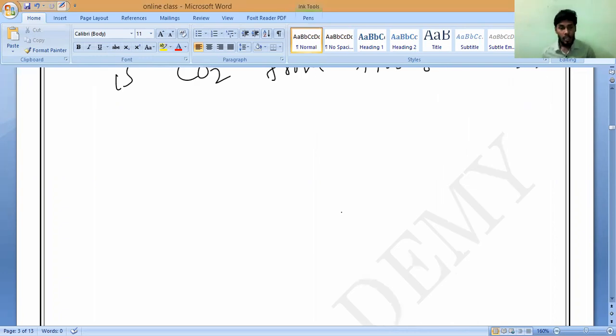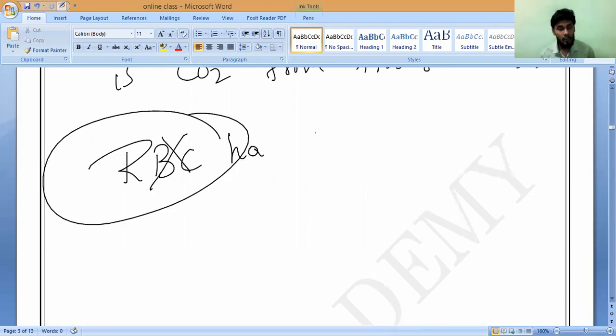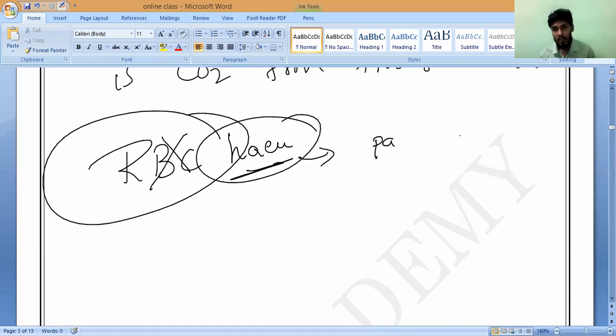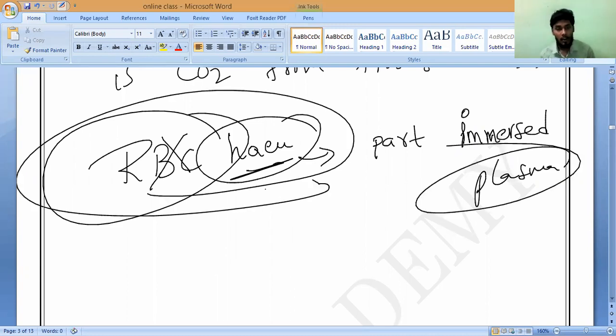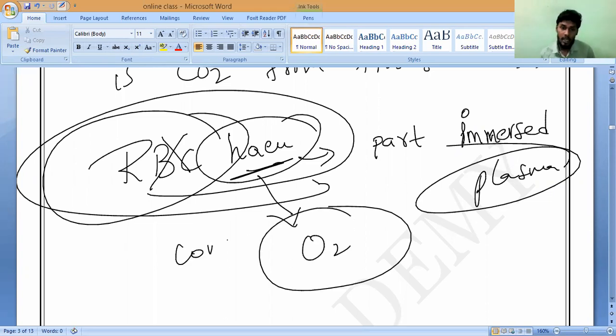Can anybody say? RBC? Speak loudly. Hemoglobin? RBC means hemoglobin only, so observe very carefully. Hemoglobin or RBC is just a part of plasma, correct or not? They are floating, immersed inside the plasma. Yes, sir. They are the major supply of oxygen. Hemoglobin or RBC will supply oxygen. Complete oxygen is carried by RBC only.